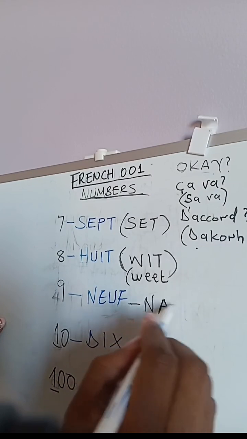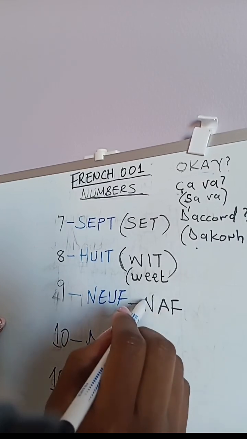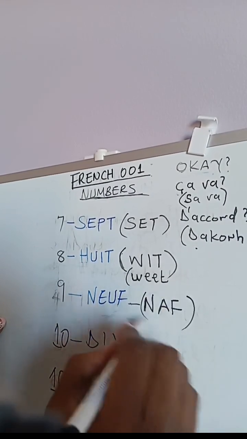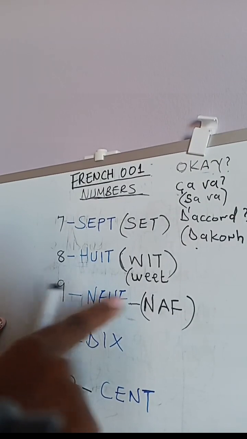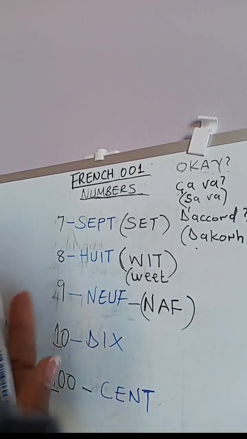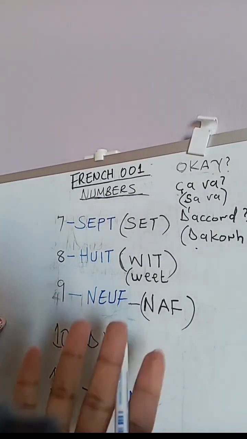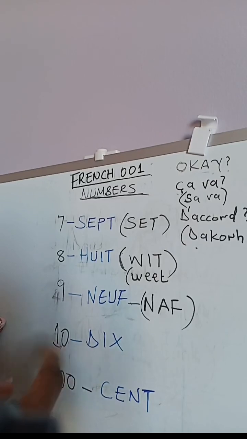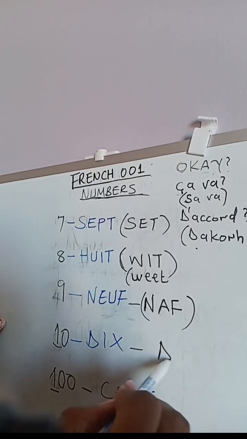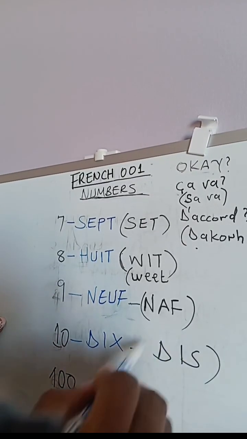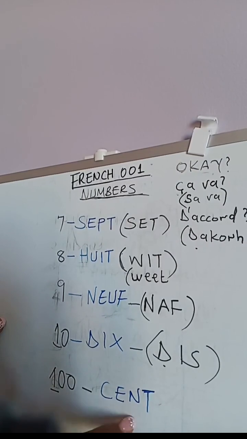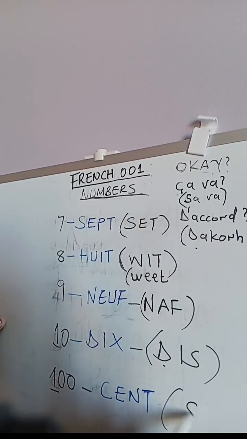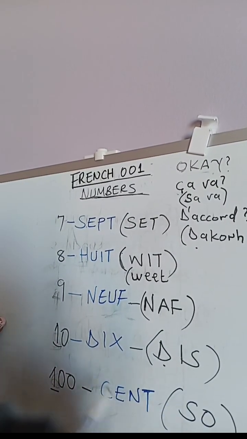How do we say 9? Neuf. Wanasoma tu naf. Juste comme ça. C'est facile, hein? So you have to remember how it's written and how it's read. You can read it just as naf. How do you read 10? And how do we read 100? Just how we Kenyans say it.